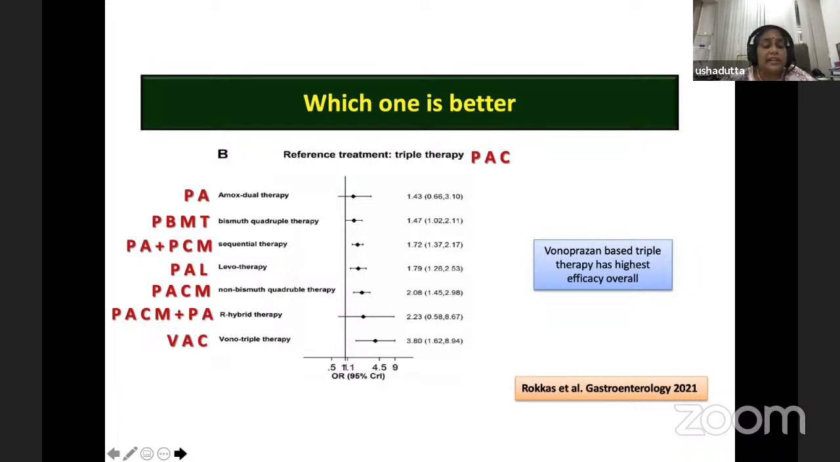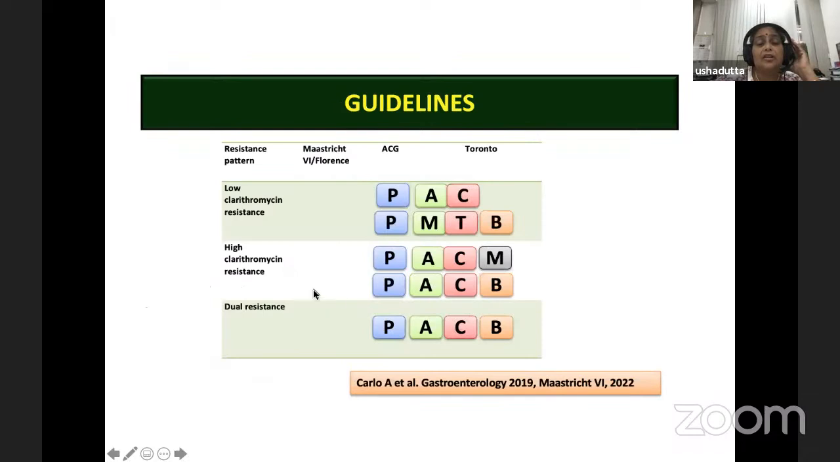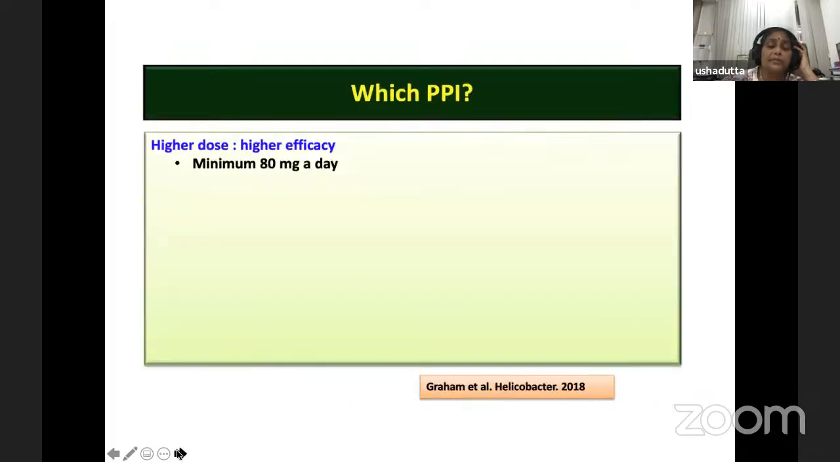However, vonoprazan is not yet available in India, but it has very strong proton pump inhibitor action and great efficacy in the management of H. pylori. So what do the guidelines say? The guidelines in India say that we use a combination of 3 drugs where there is low clarithromycin resistance, or we use a combination of 4 drugs with bismuth where there is high clarithromycin resistance and where there is dual resistance, that means dual resistance to clarithromycin as well as levofloxacin. Preferably use PABC, that is PPI, amoxicillin, clarithromycin, and bismuth.